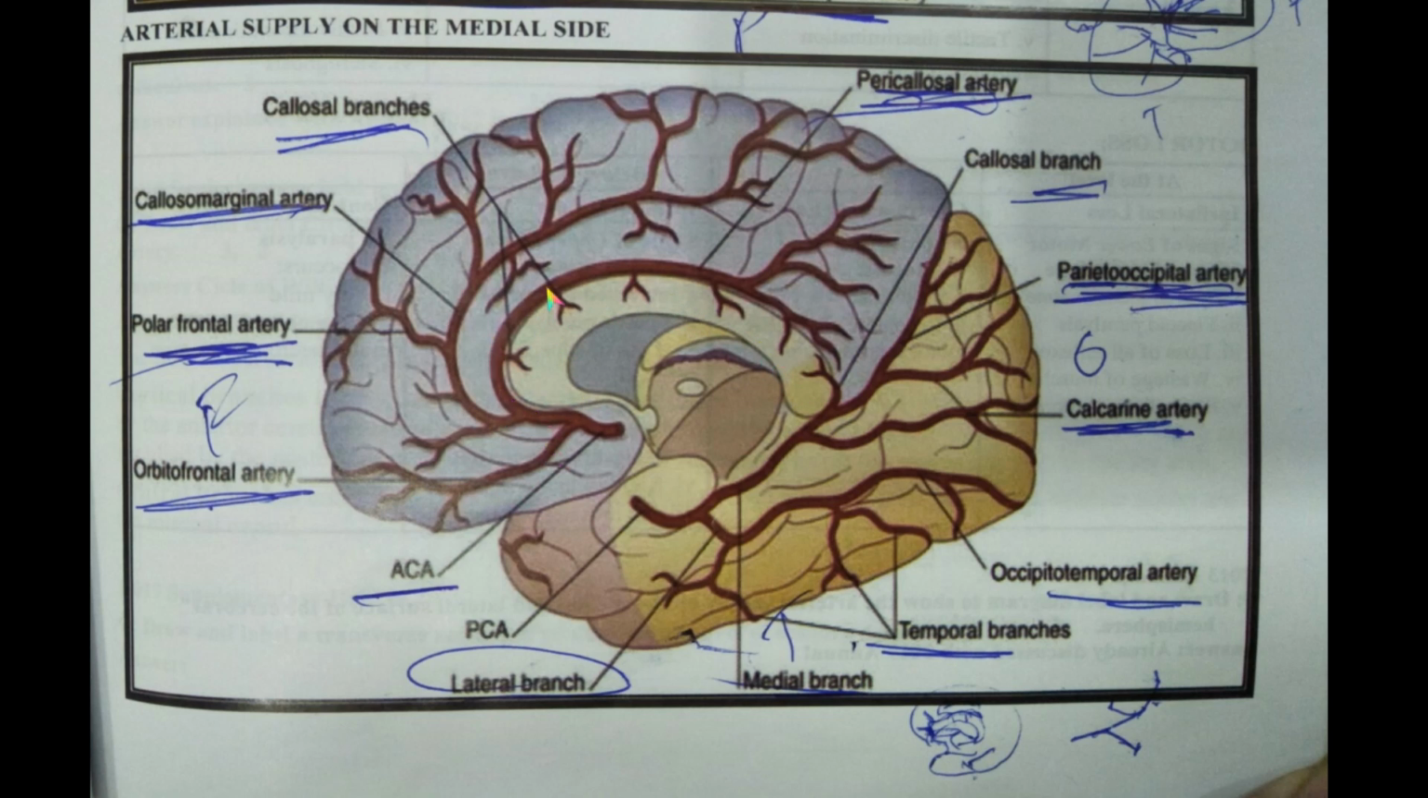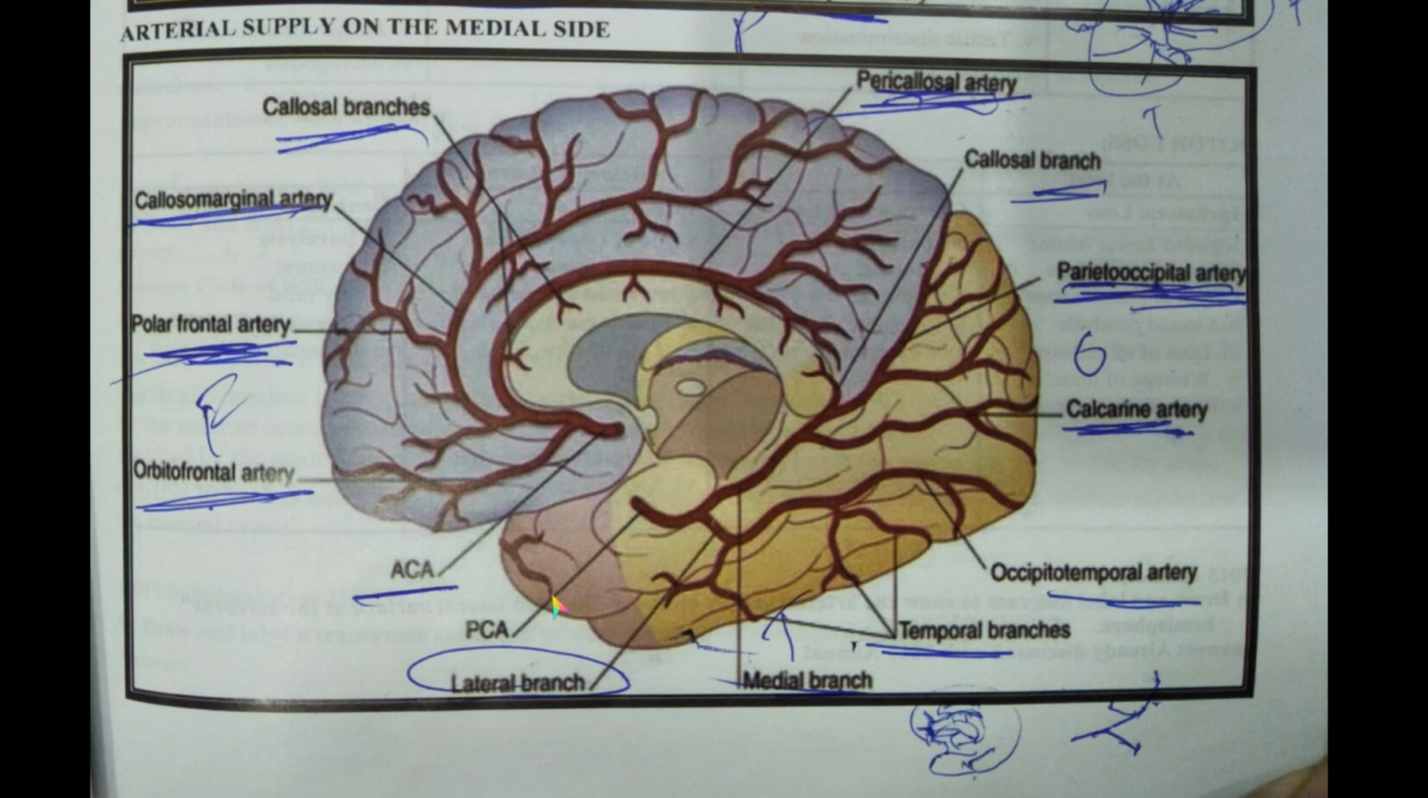Now it gives a branch known as the pericallosal artery, which lies just above the corpus callosum. This pericallosal artery gives small branches known as the callosal branches. Now at the margin of the corpus callosum you can see the callosomarginal artery. This callosomarginal artery gives the polar frontal artery.